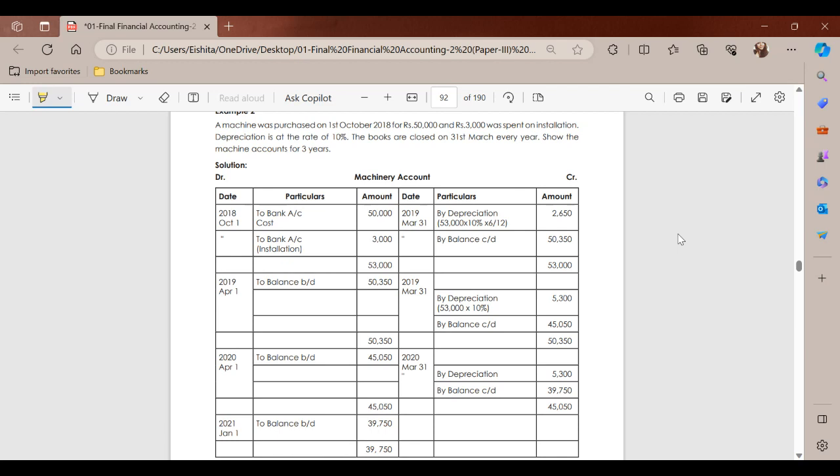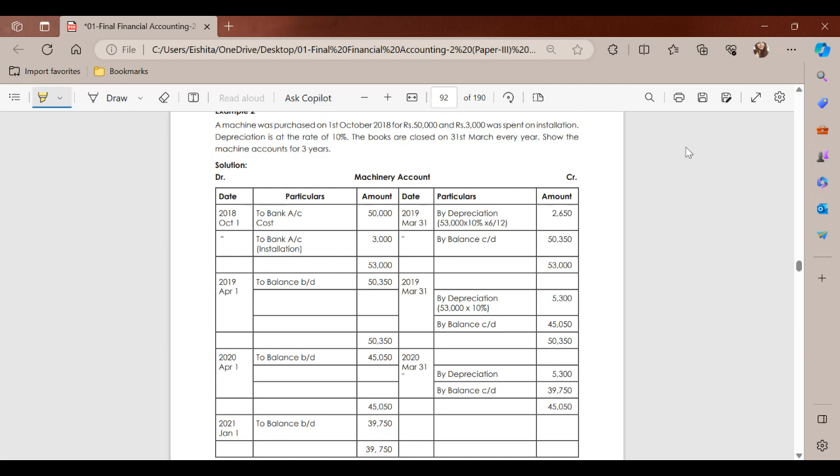So a machine was purchased on 1st of October. That is what we have done. And 3,000 was spent on installation. तो मशीनरी में 50,000 भी आएगा और 3,000 भी आएगा. Depreciation is at the rate of 10%. तो 53,000 into 10% और अक्टूबर से लेके मार्च तक बनेगी. So 6 months will be depreciation will be 2650.